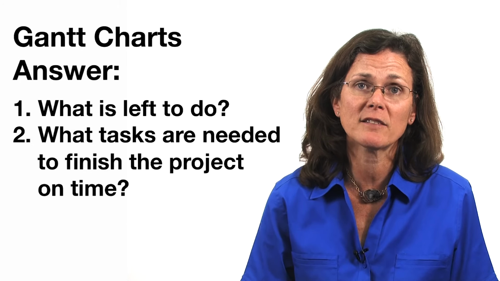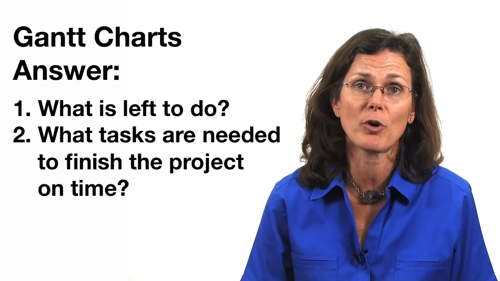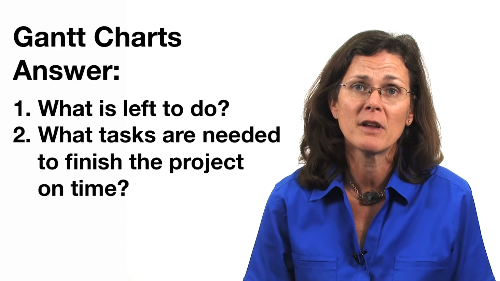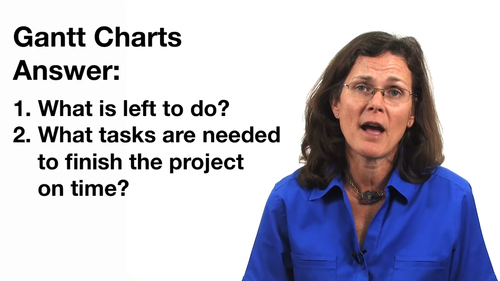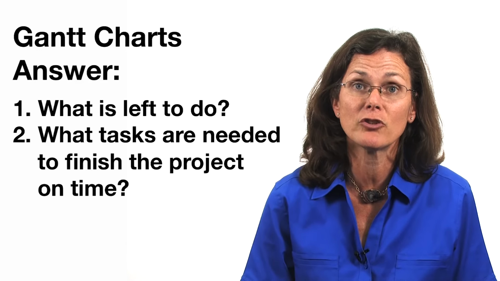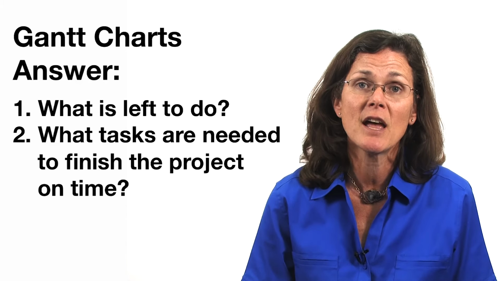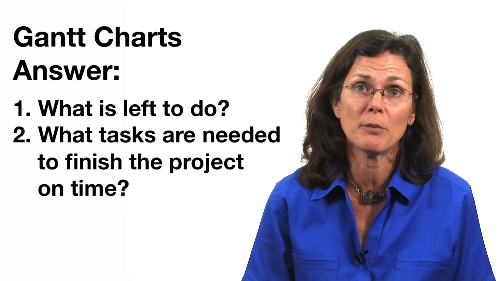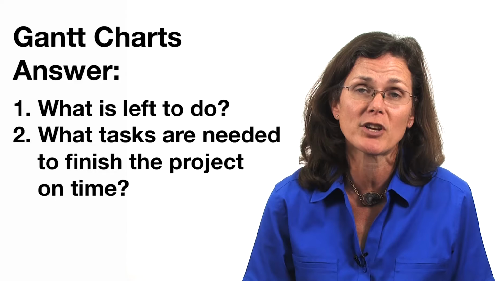Gantt charts are visual tools to describe the life cycle of a project. They help you answer the question, what is left to do and what tasks do we need to do to accomplish the project and finish on time? This charting activity was invented by Henry Gantt in the early 1900s, and it's used extensively by engineers as they plan and execute all sorts of engineering projects.